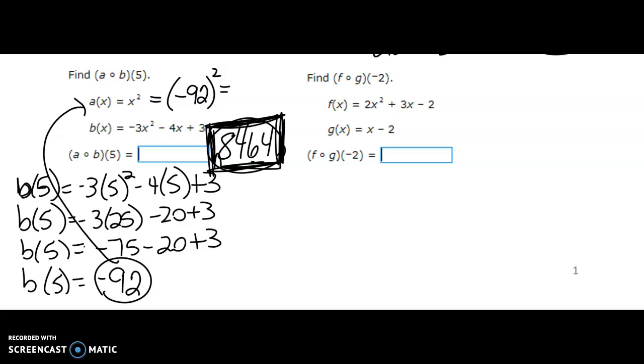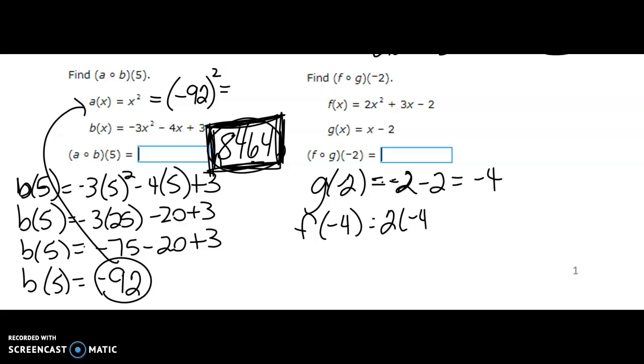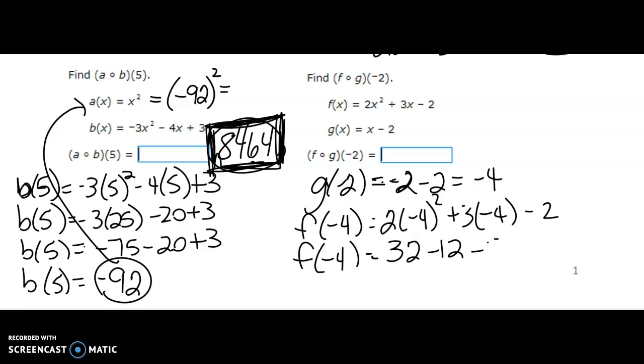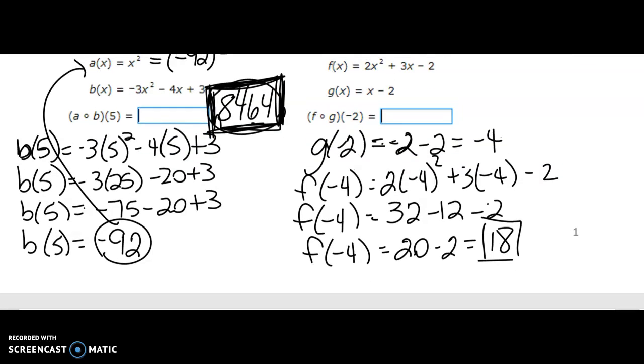Alright, G of negative 2. So G of negative 2 equals negative 2 minus 2, which is negative 4. So f of negative 4 equals 2 times negative 4 squared plus 3 times negative 4 minus 2. 16, 32 minus 12 minus 2. 20 minus 2 is 18. 18 is your answer. There we go.